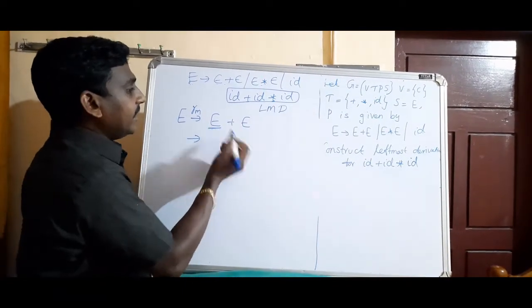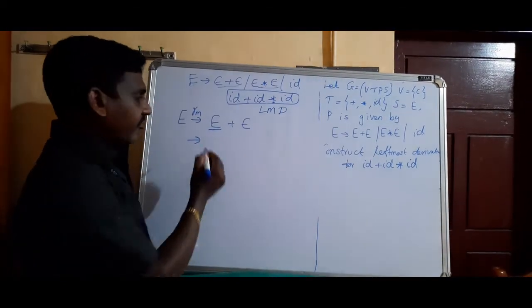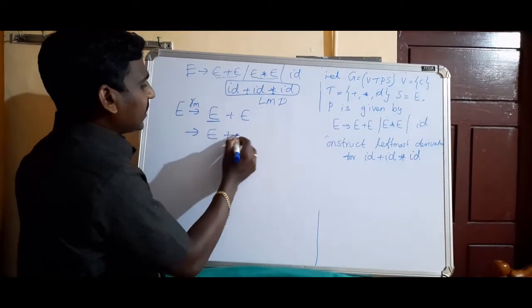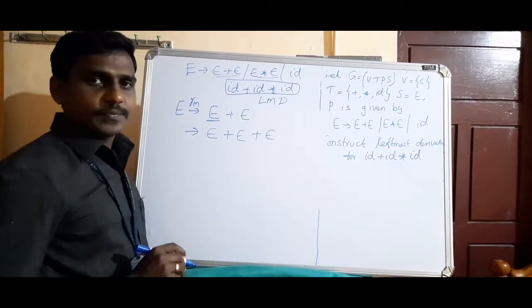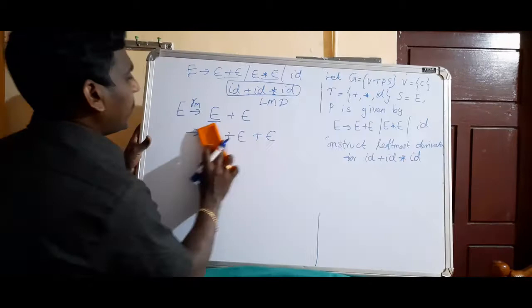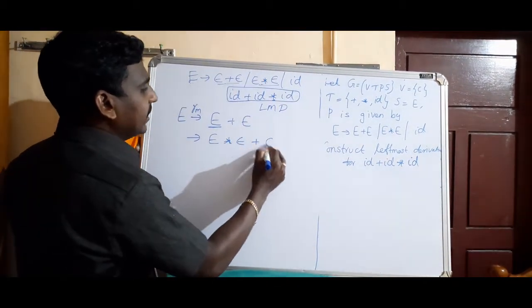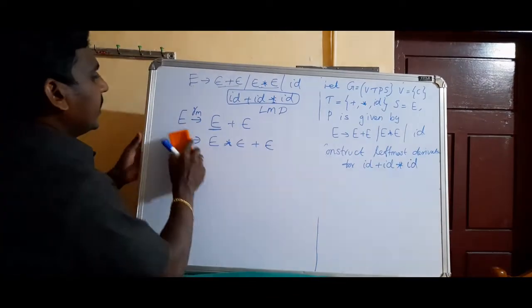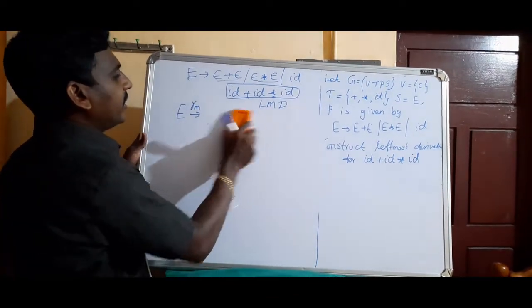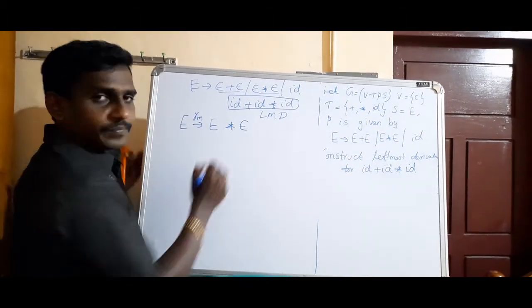Why? Because for this E I can apply E plus E or E star E or ID. If I apply E plus E, again E plus E, but I have star here, so the answer is star. Or if I apply star here, E star E plus E, but my answer is plus and star. So surely I cannot take E tends to E plus E. I can take E tends to E star E first.